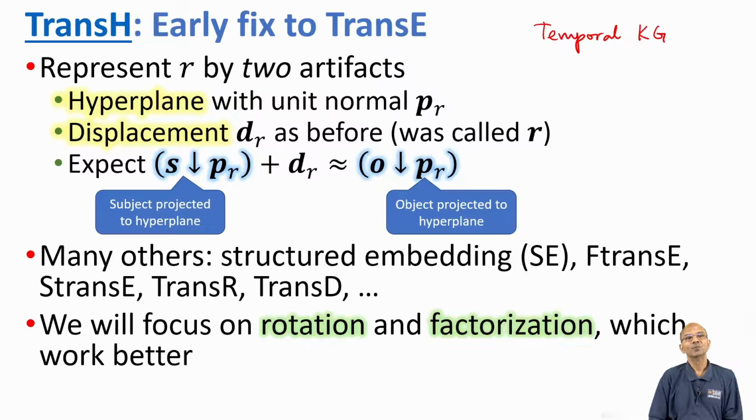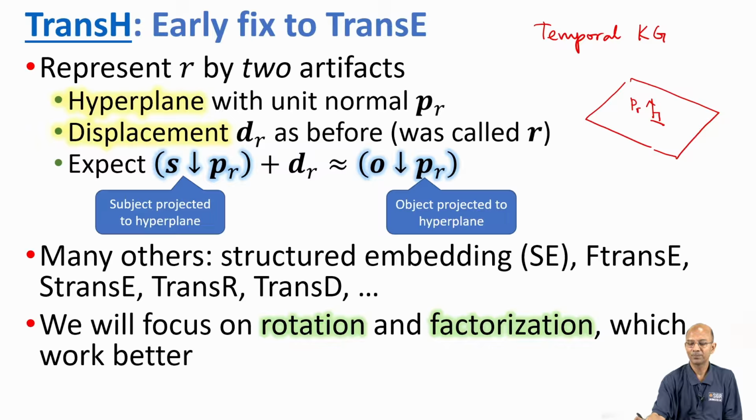In TransH, we will represent a relation not with a single vector artifact, but with two artifacts. First, a hyperplane in space, which will be represented by its unit normal PR. So generally, as a broad picture, if you're thinking of a hyperplane, it has a normal vector, which we will call PR. And the second is a displacement, as before. Earlier we called it just R, but now we'll have to call it dr to distinguish it from pr. So R will now be represented as both PR and DR together.